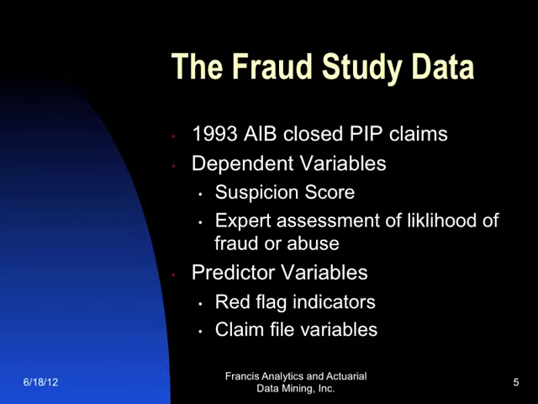There was also a second potential dependent variable that was basically, we think this is fraud or legitimate, but there were a couple of kinds. There was opportunistic fraud versus staged fraud.